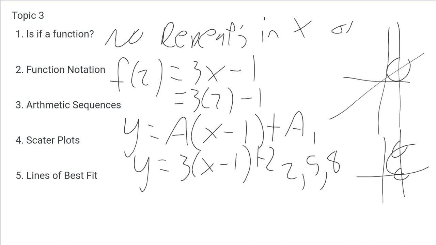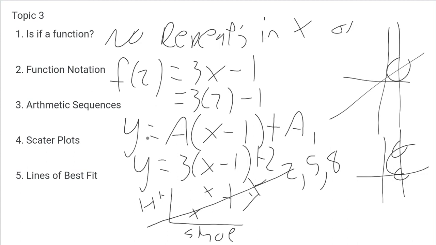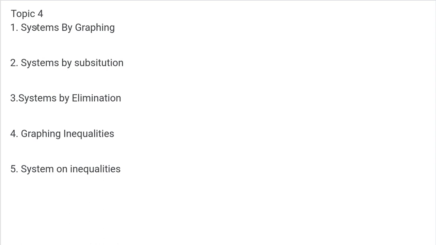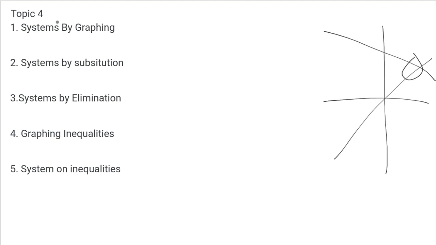Scatter plots is when we were comparing two pieces of data, so like shoe size and height, and we interviewed a bunch of people and we put X's on it. The line of best fit was the line that went through it, and then this line could help us predict the future. Systems were all about us seeing where the lines cross. So graphing is you literally just graph and say where do they cross.